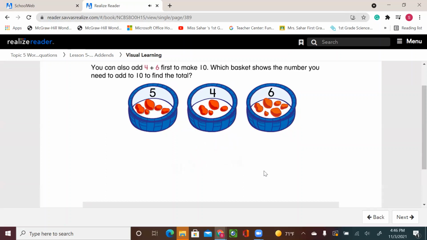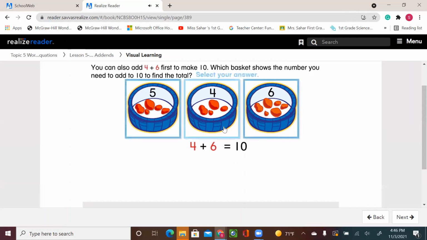You can also add 4 plus 6 first to make 10. Which basket shows the number you need to add to 10 to find the total? Select your answer. I added the second 2 numbers, which are 4 and 6, because I know if I make 10, it's easy for me to add. So what's missing? The first basket with 5 stones or 5 rocks.